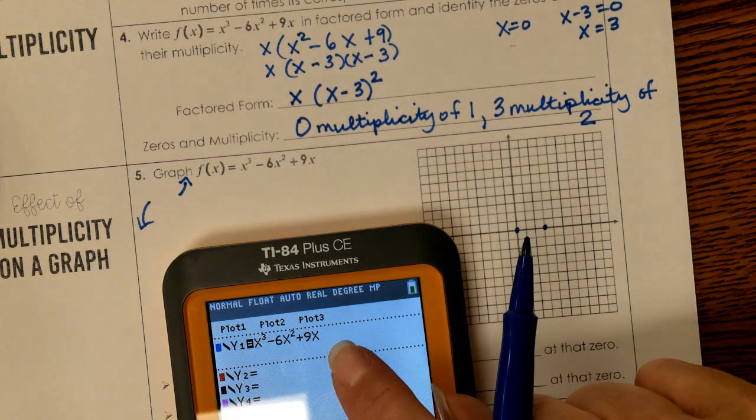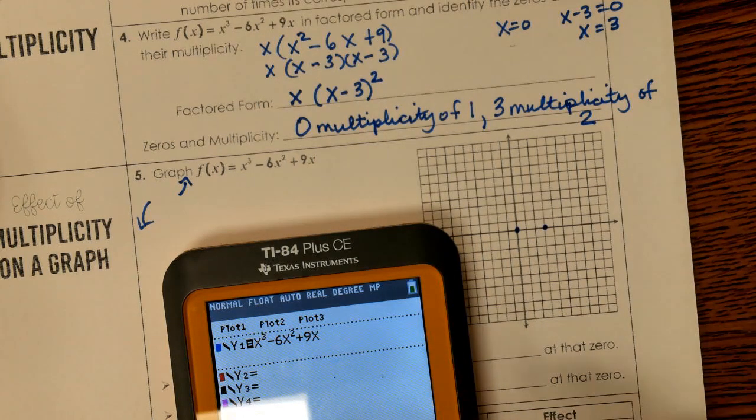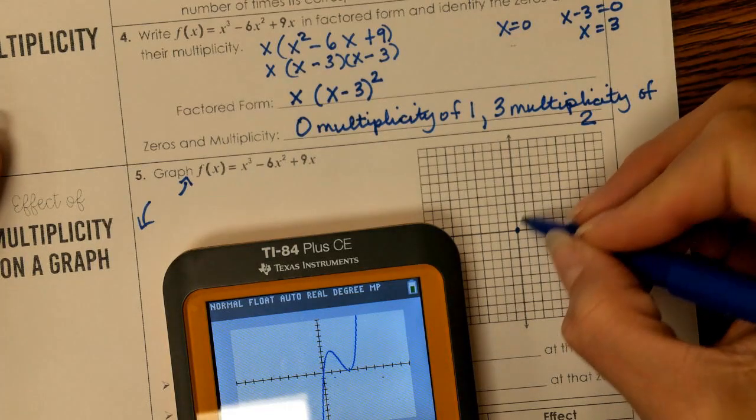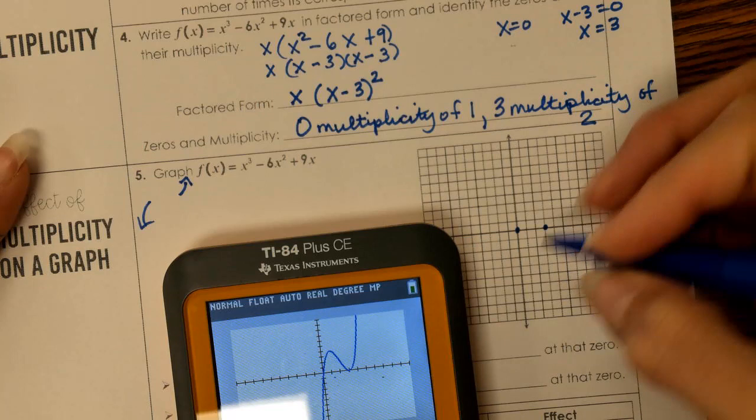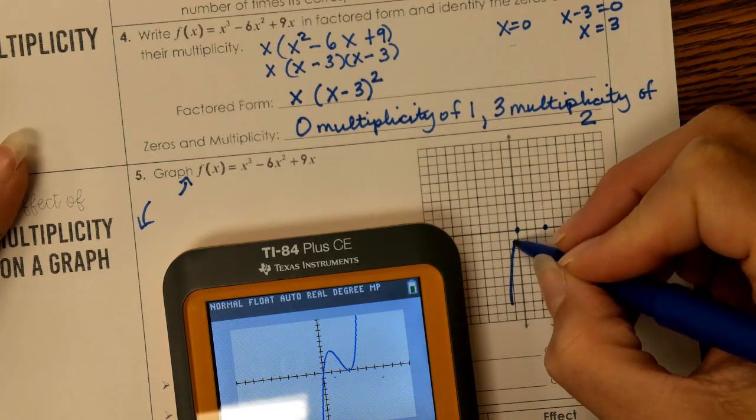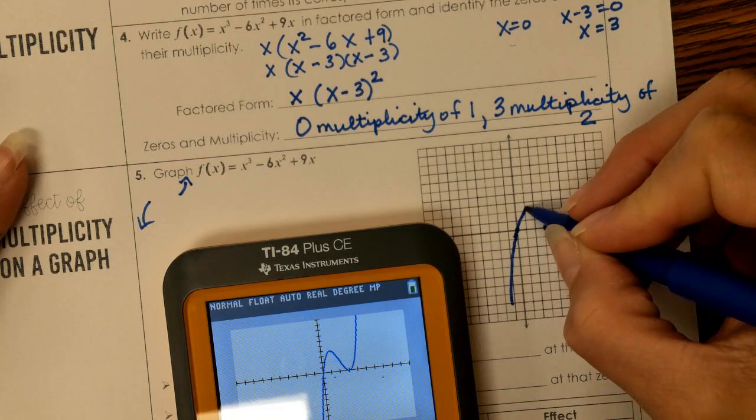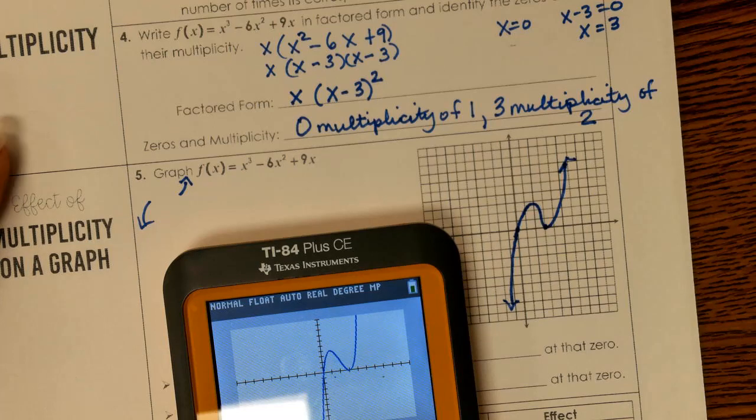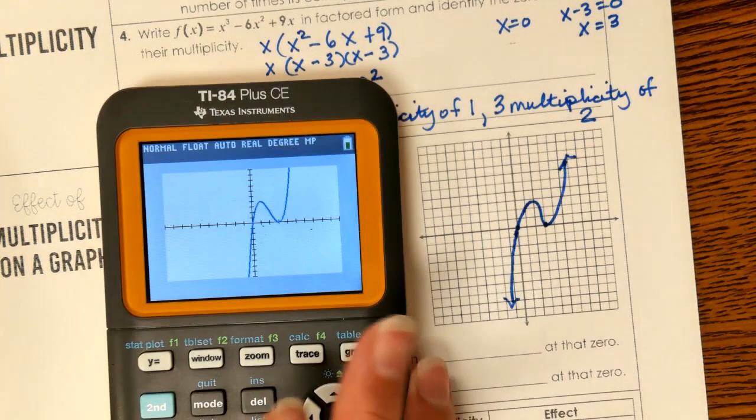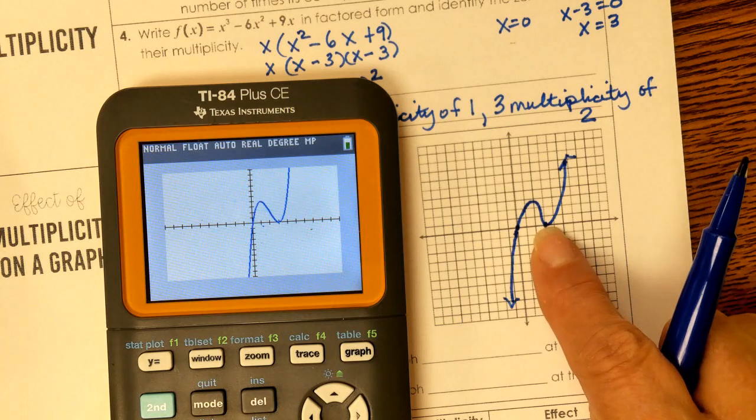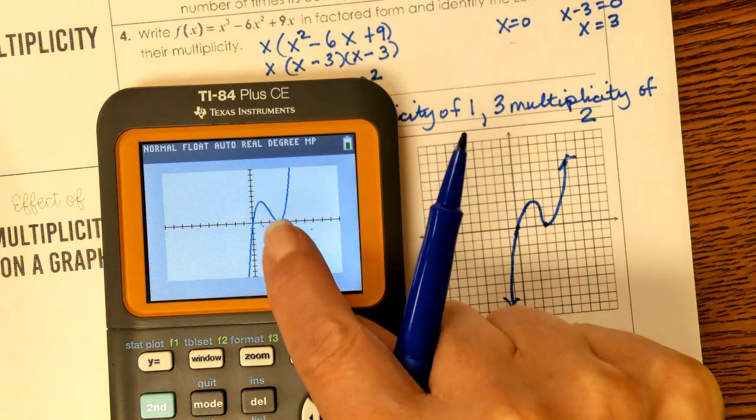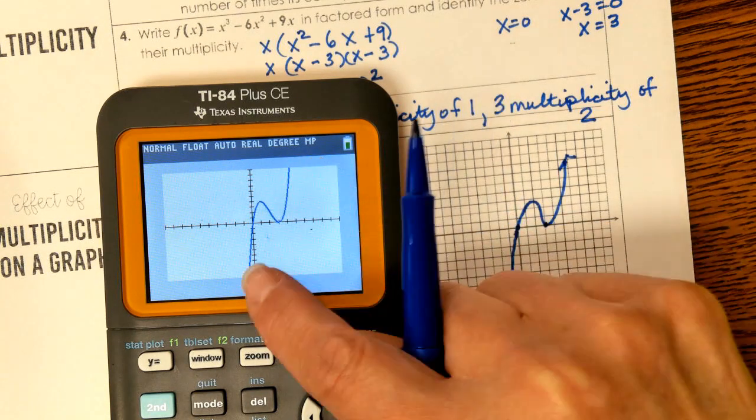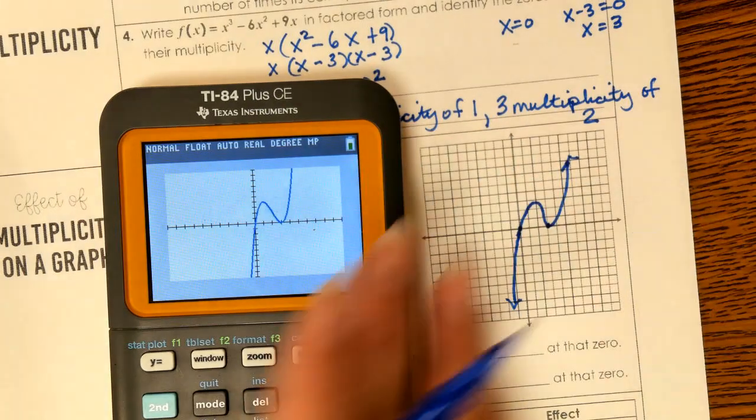Okay, once I am satisfied I did type it correctly, I'm going to press graph so you guys can see. Now it crosses through the 0. It comes up and bounces off and then goes back up. It bounces off of the 3. I know my graph that I drew is not perfect, but at the 3 it bounces. It did not cross all the way through and go down below the x-axis. It only bounced off. But the 0, it crossed all the way through.